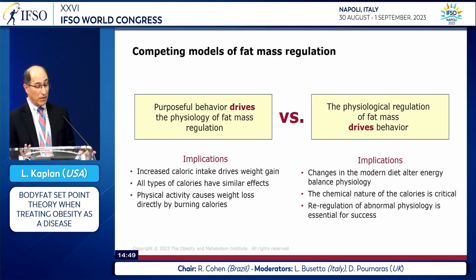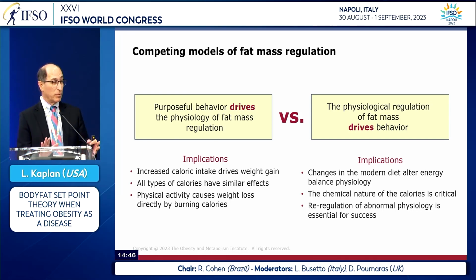Now, there are two competing models for fat mass regulation. One is that our purposeful behavior drives the physiology, and that has implications. It would suggest that increased consumption of calories is what drives weight gain, and that all types of calories, therefore, have somewhat similar effects based on the amount of energy that they contain, and that physical activity causes weight loss directly by burning calories. Now, that works, and I will argue that that is true in the short term, but it doesn't work in the long term, which is why we have the other model, which is that there's physiological regulation of body fat mass that drives our behavior.